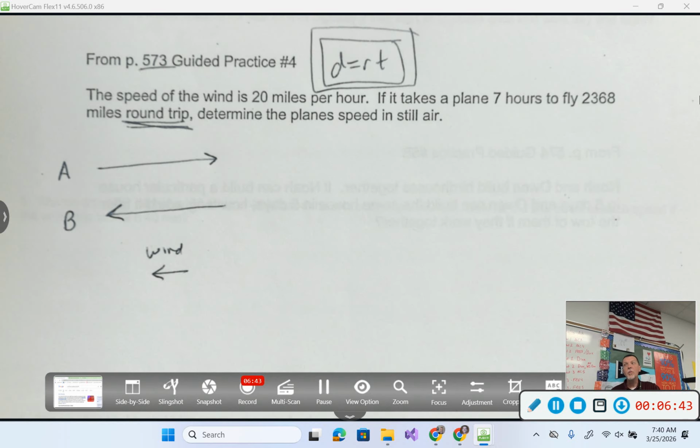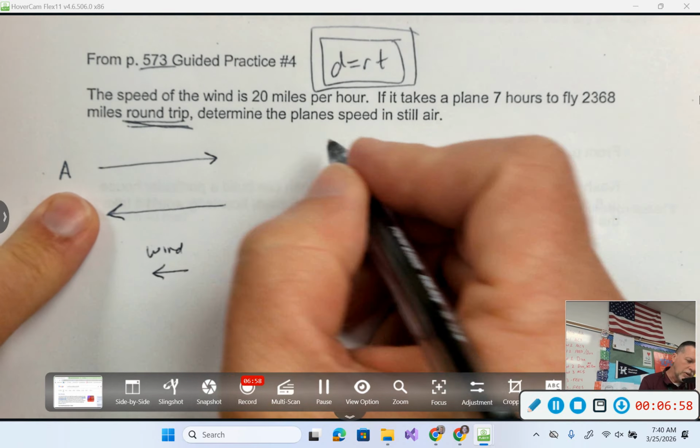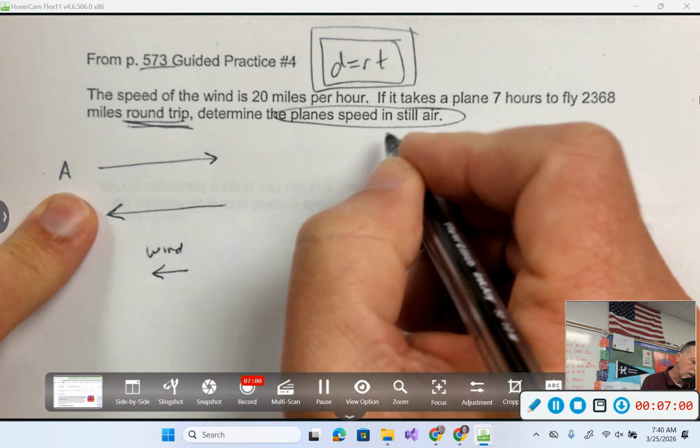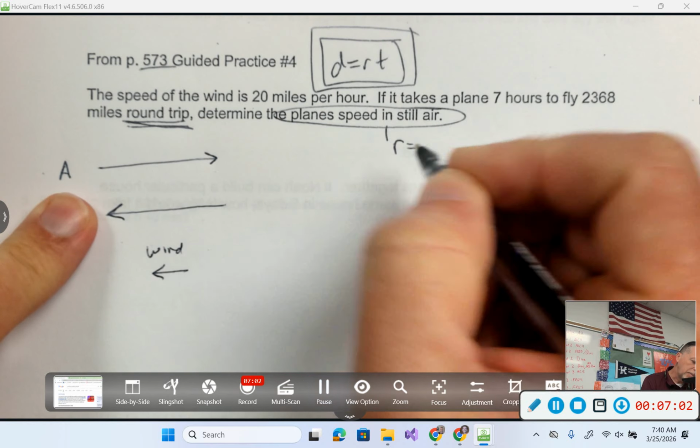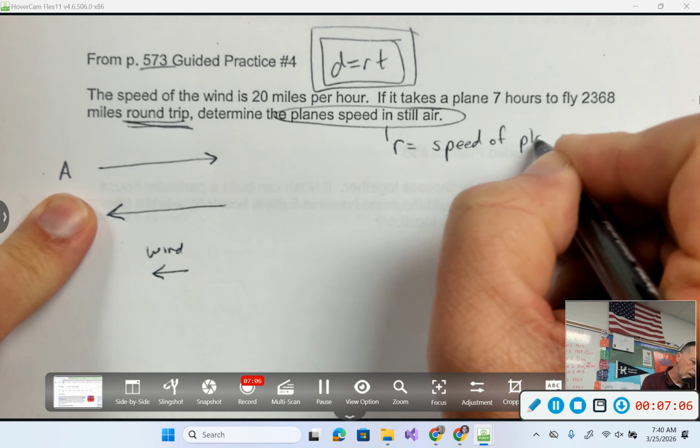So that means on the way there, we're fighting the wind. On the way back, we get the wind. This is the way to do it if you're going to run somewhere out and back. Like you want to fight the wind first and then have the wind help you on the way back. It doesn't matter, though. So how fast the plane goes, that's what we're looking for. Let's call that R. That we don't know.